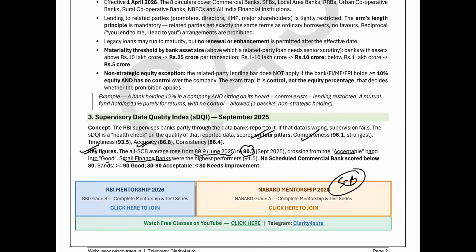and it can be asked which bank was the highest performance according to the SDQI index. That is small finance bank, which is 91.5. No scheduled commercial bank scored below 80. Bands greater than 90 is good. 80 से 90 acceptable. Less than 80, which needs improvement. This is all about the SDQI.